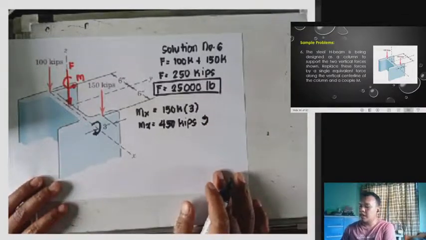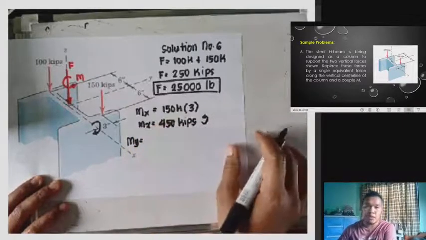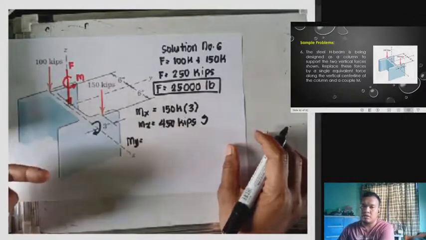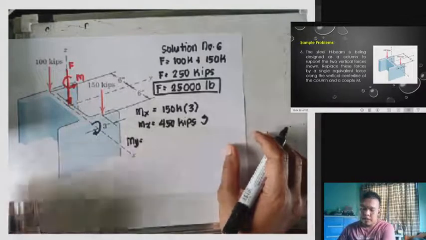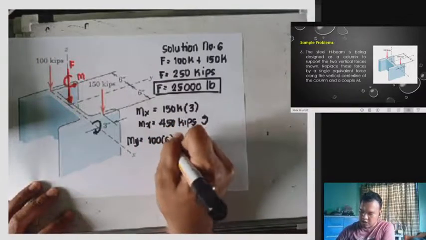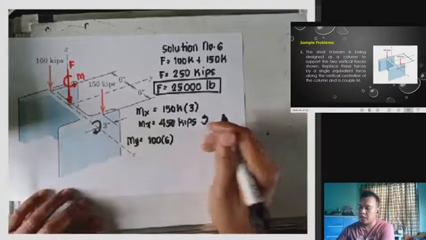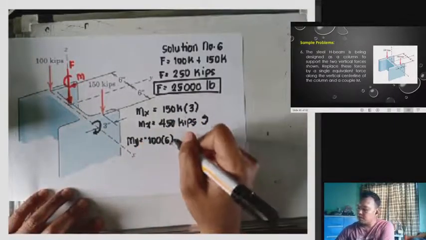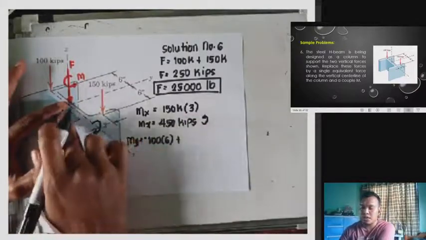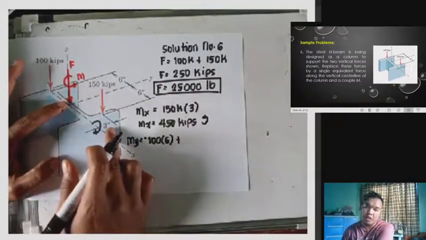Okay. Then, we have here My. So, mag-moment tayo sa y-axis. So, kung dito ako, papunta to, tama ba ang galaw pag ganito? So, we have here 100 times 6. So, kapag gumalaw siya pag ganyan, counterclockwise siya. So, negative po yung value nun. Plus, kung dito po ako tapos papuntahin ko ito dun sa center line, tama ba ang galaw ko pag ganito? Clockwise. So, ibig sabihin positive po siya.